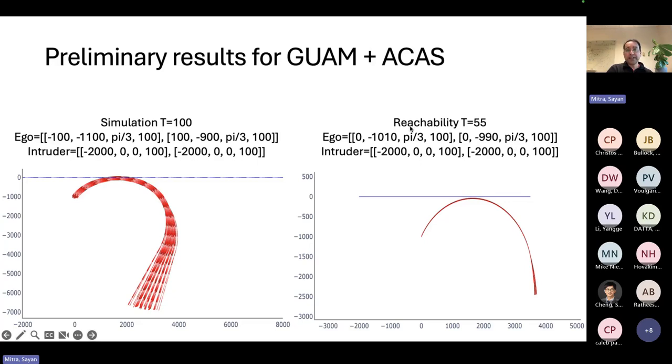And on the right-hand side here is a very similar scenario, but now instead of running a bunch of simulations, we are performing the reachability analysis. So here, the sets that you are seeing cover all the possible behaviors of the system.